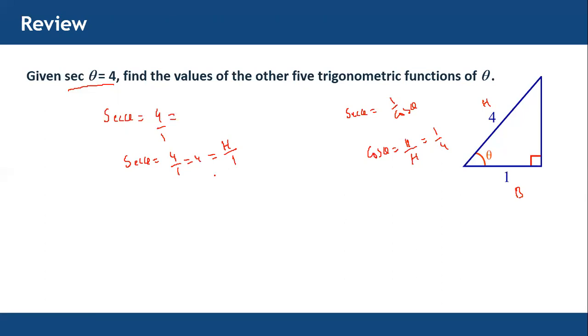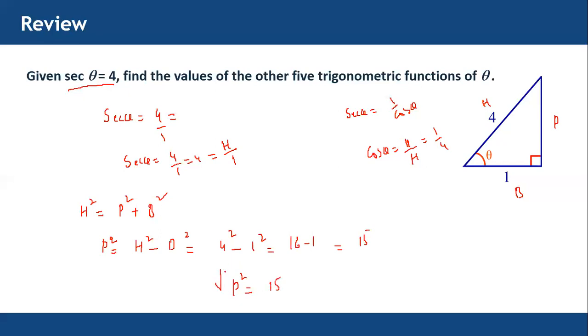So how can we find the perpendicular value? We have hypotenuse square equal to perpendicular square plus base square. If you transfer this to the other side, we have perpendicular square equal to hypotenuse square minus base square. So 4 square minus base square, which is 1. 16 minus 1 equal to 15. This means perpendicular square is 15.